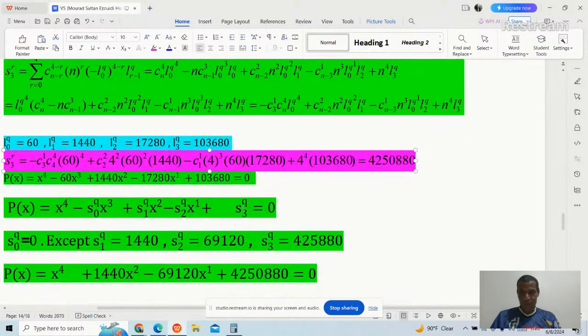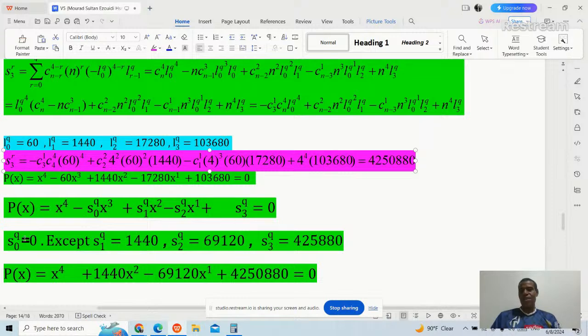Therefore, the new polynomial that I got from my discriminant formula has to be written as p of x equals x to the power 4 minus s0 of Q x to the power 3 plus s1 of Q x squared minus s2 of Q x plus s3 of Q. Okay, just substitution.